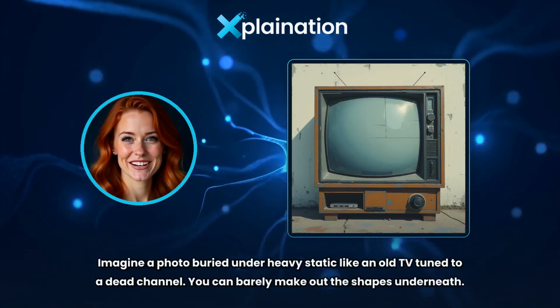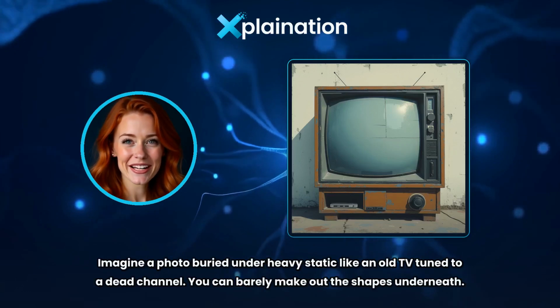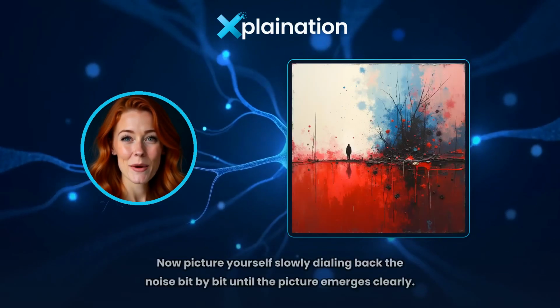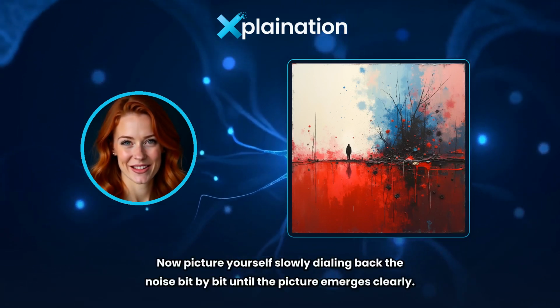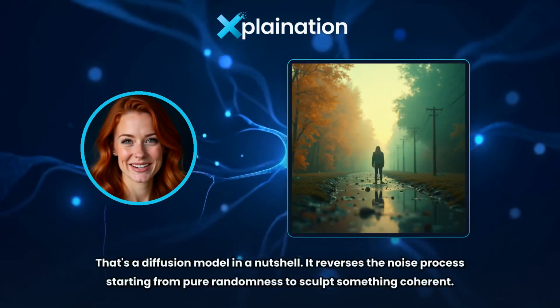Imagine a photo buried under heavy static, like an old TV tuned to a dead channel. You can barely make out the shapes underneath. Now picture yourself slowly dialing back the noise bit by bit until the picture emerges clearly. That's a diffusion model in a nutshell.